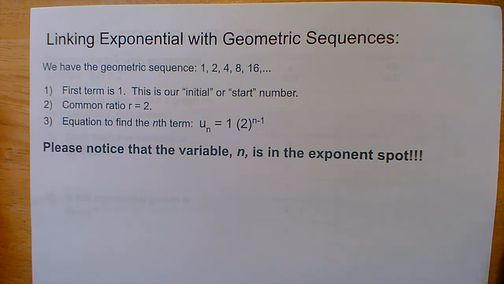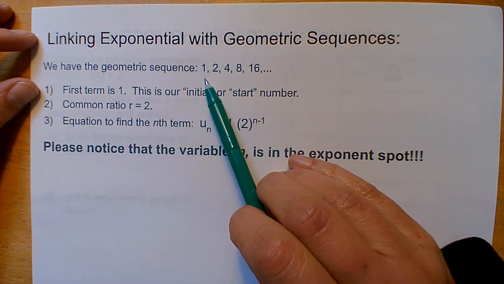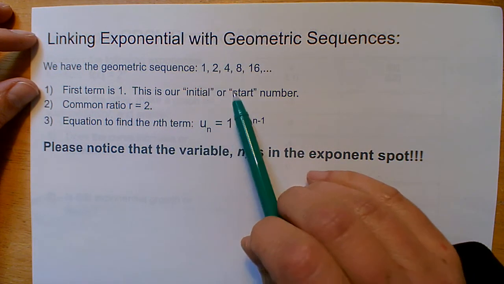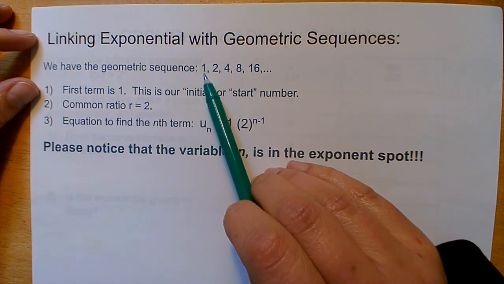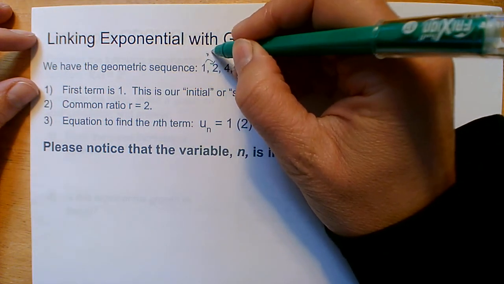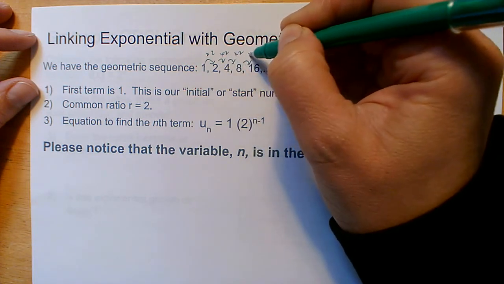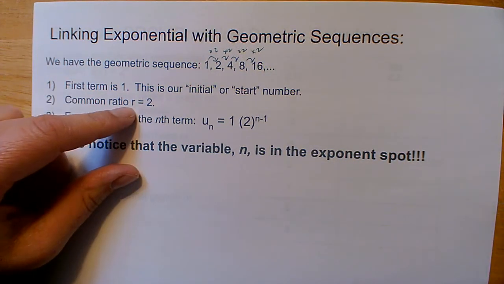Just quickly linking exponential with geometric sequences. We started with geometric sequences, and I wanted to bring it back, especially since we're talking about the equation. So we see here our first term is 1. This is our initial or start number. So here's our first term. Our common ratio, every time, what are we going to be doing? We're going to be multiplying by 2, multiplying by 2, multiplying by 2, multiplying by 2. So we have a common ratio of 2.